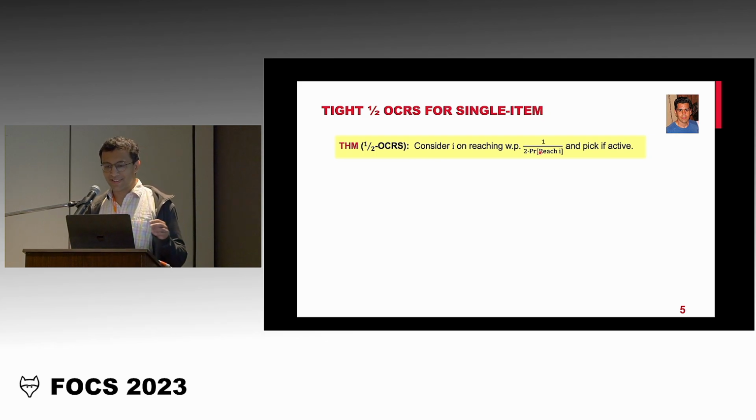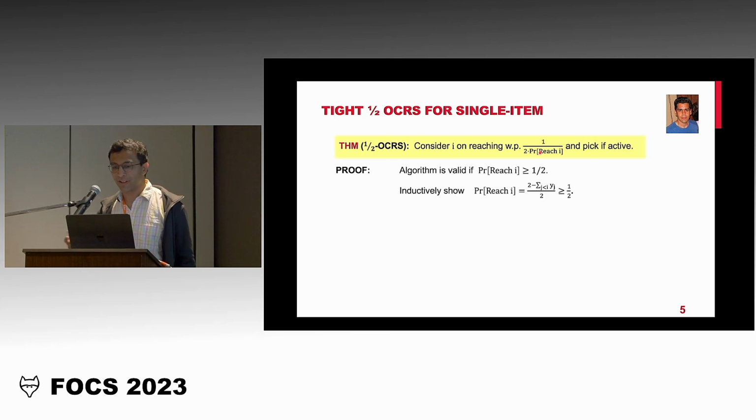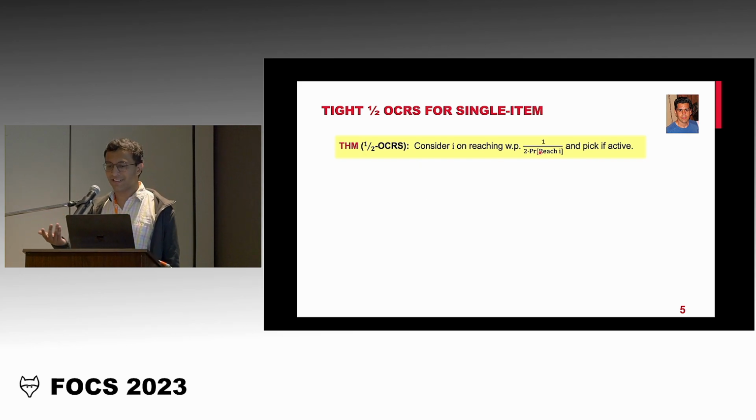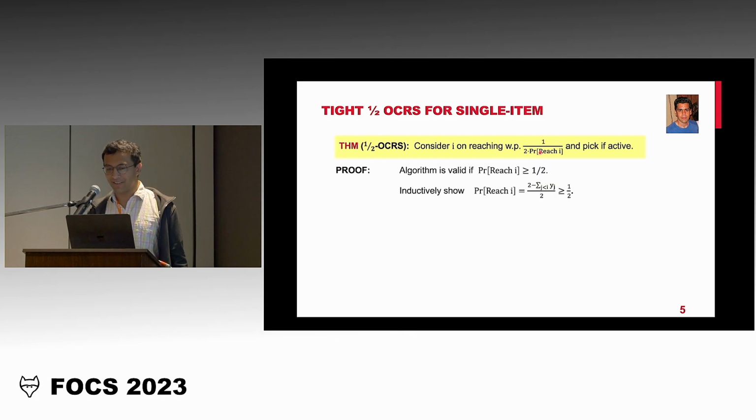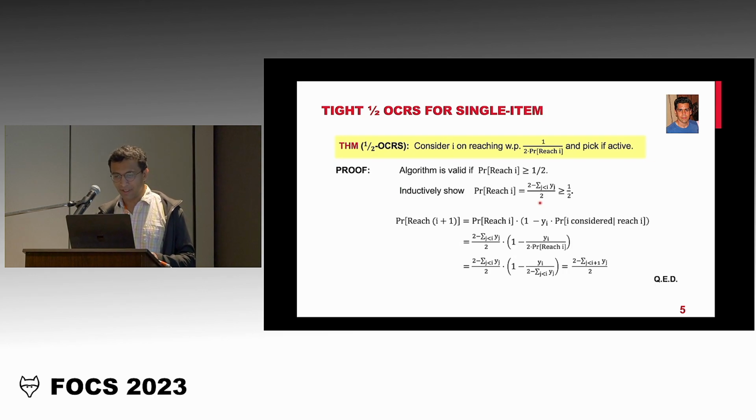And the proof is somewhat, okay, all you need to argue is that this is a valid distribution. It turns out this is not difficult to show. You need to show just that the probability of reaching each ith element is at least a half. You can prove by a simple induction that there's a closed form expression for the probability of reaching i. It's given by (2 minus the summation of yj's for j less than i) over 2. And the proof is a simple two-liner.